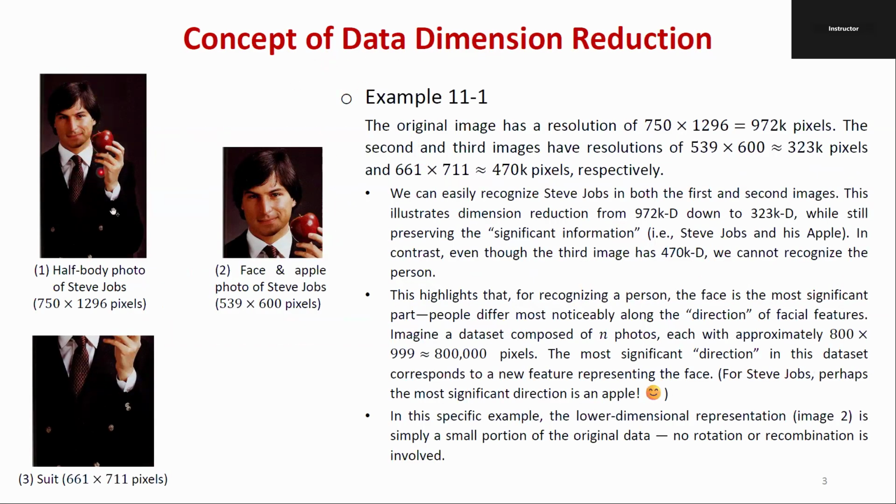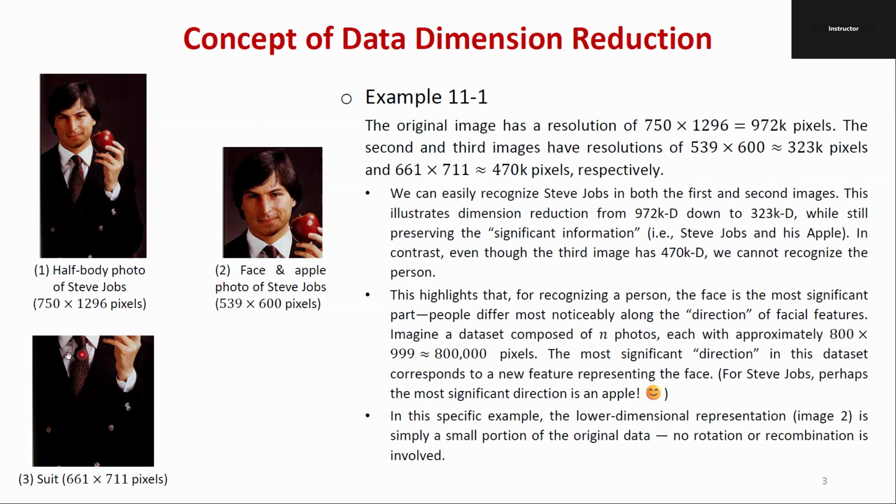So this is Steve Jobs with Apple. Suppose this is the original image, a half body photo of Steve Jobs. I should say Steve Jobs and Apple. For Steve Jobs, Apple is a super significant point. So the original image has 250 times 1269 pixels, which is about 972,000 pixels. The third picture is just a partial picture, and you can clearly see the resolution is much lower here. First of all, from the original picture, we can easily recognize Steve Jobs. Actually, in the first 2 pictures, both this and this.